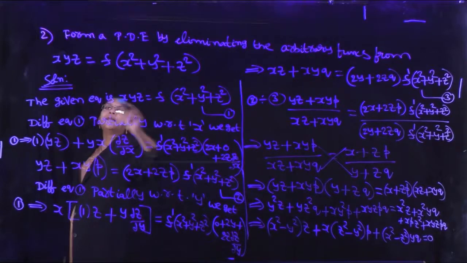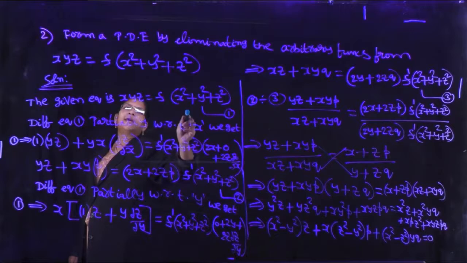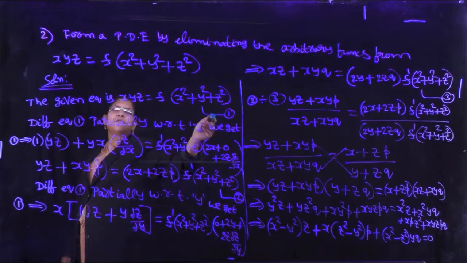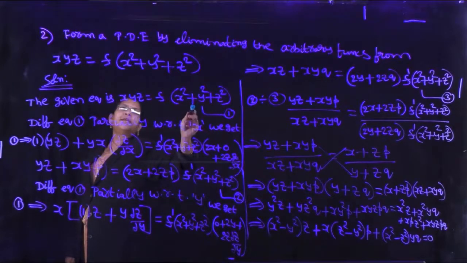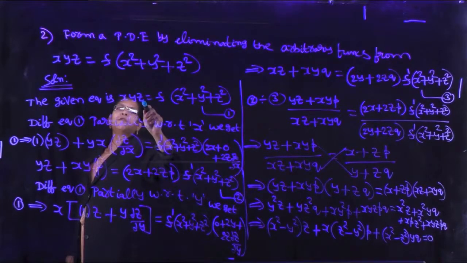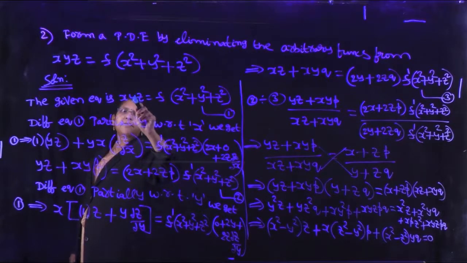Solution. What is the given equation? xyz = f(x² + y² + z²). Take this as equation 1. Now we will differentiate equation 1 partially with respect to x. If we are differentiating partially with respect to x, y is a constant.